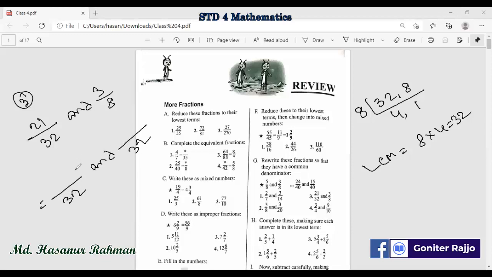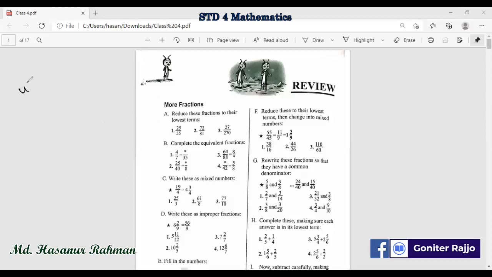So we write the denominator 32. Now we have to convert the numerators. Look, 32 times 1 is 32, so 21 times 1, that is 21. Listen, we have to multiply the numerator and denominator both by the same number. That is the important thing. So 8 times 4, that is 32. So we have to multiply 3 times 4. 3 times 4, that is 12. The equivalent fraction of 3 by 8 should be 12 by 32. Very simple one.